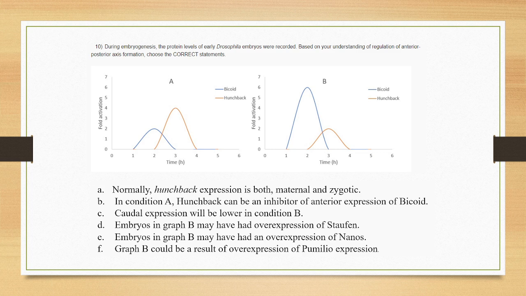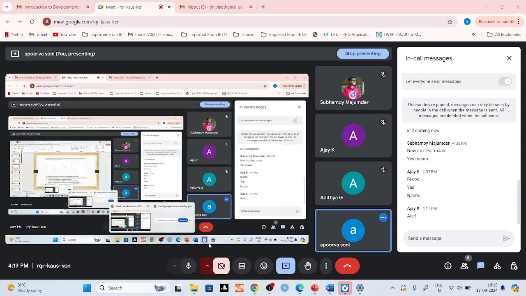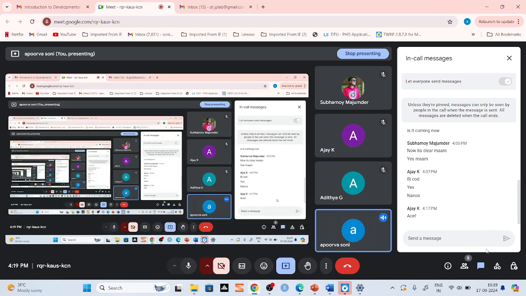Okay, now I'm switching the screen. Let us see what you have answered. Ajay has answered A, C, E, and F. And what about the others? Why have others not tried to answer the question? Chalo, let's see the options. A, C, E, and F. Let me write it.